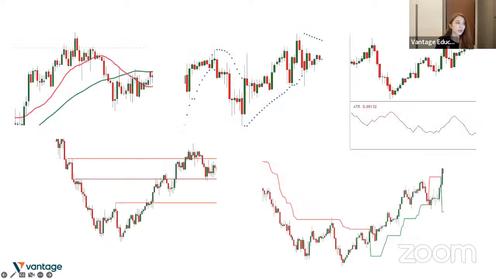Okay, so now we have different types of indicators that allow us to use as stop loss. The first one is very obvious. The first one is our moving average. Second one is our parabolic SAR. Third one will be our ATR. And then the last two are the most uncommon ones. These are just our price action levels.